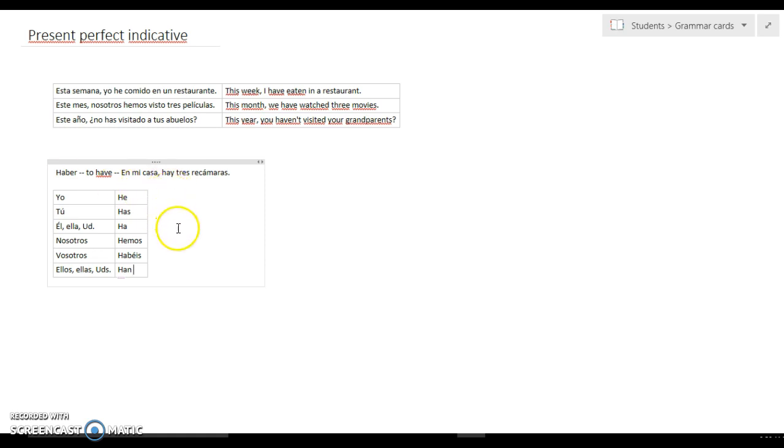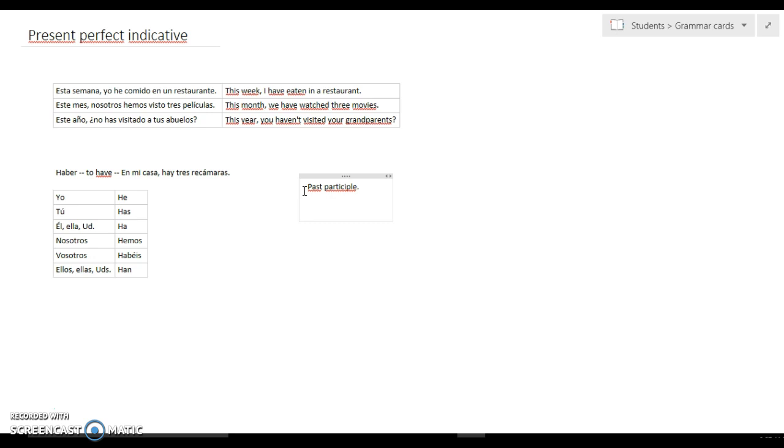The second part of this verb is going to be the past participle. So let's build this over here. Past participle. And the past participle is basically just that part of the verb that tells you eaten, played, run, walked, seen, any of those verbs that go in tandem with the form of haber.